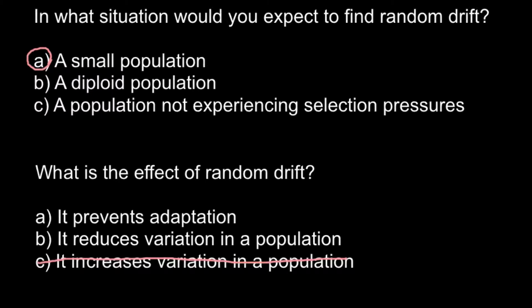And it prevents adaptation? Actually random drift does not prevent adaptation, because this is a random process, and as long as there is variation, there also would be different possibilities for adaptation. So random drift doesn't affect adaptation. And we are left with only one answer: it reduces variation in population. One of the extreme examples would be total loss of variation.